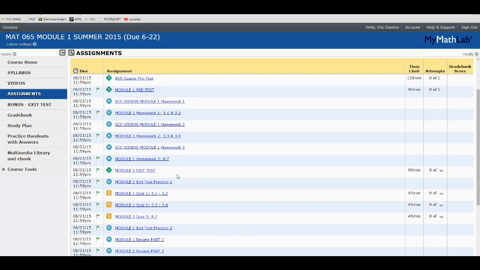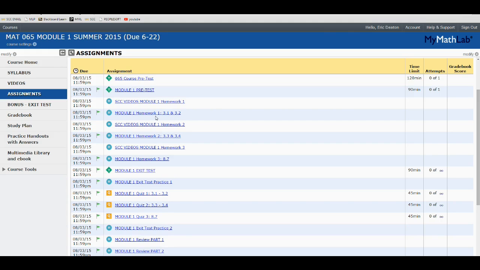Now, it is required to make at least an 80 on your overall module grade. What that means is, if you make only 80 on the homework assignments, then you need to make at least an 80 on the exit test. Now, if you make 100s on the homework assignments, then you only need to make a 75. If you make 100% on all the homework assignments and then do the bonus question, that means you only need to make a 70 on the exit test.